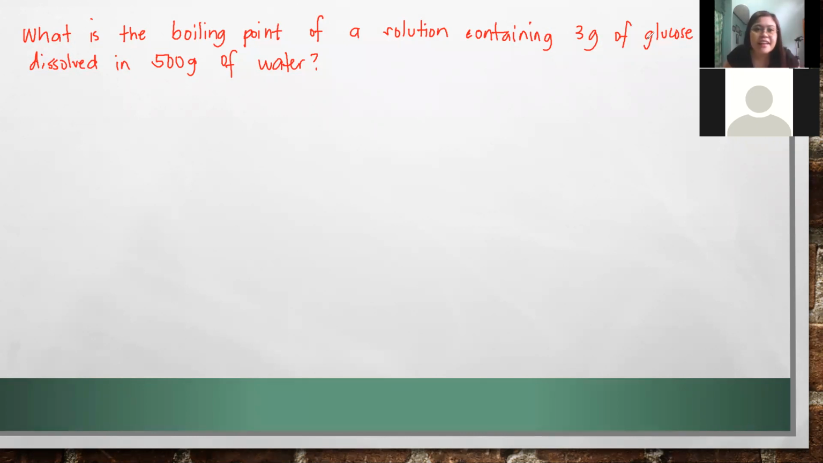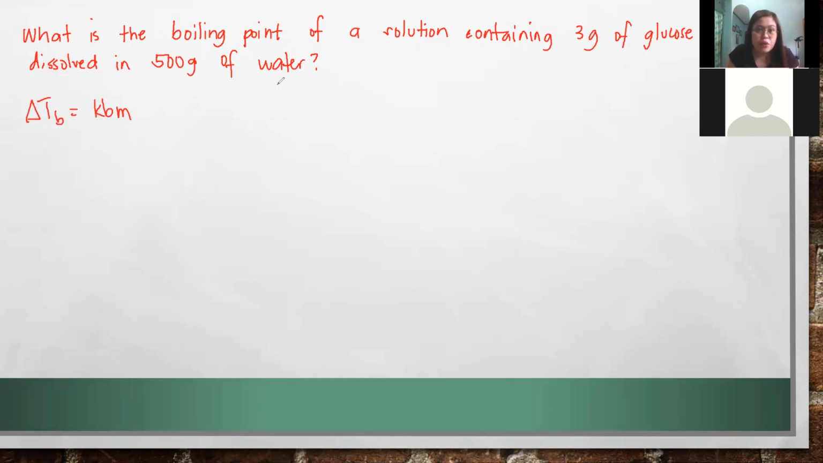Sige. Let's answer this. This is for the boiling point class. So we will be computing for the boiling point of our solution if it contains 3 grams of glucose and then dissolved sa 500 grams na water. So remember our formula. Change in the boiling point is equal to kBm.